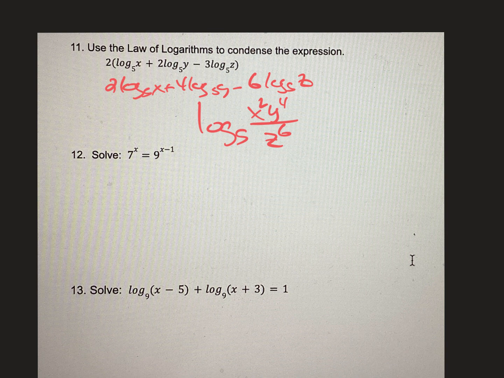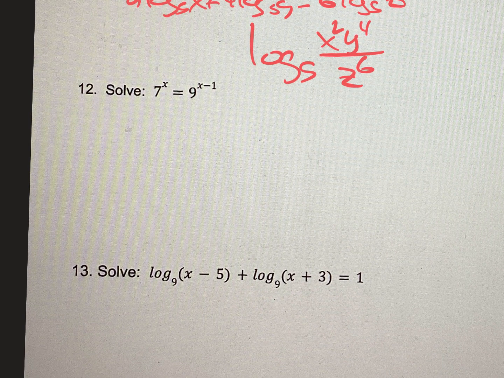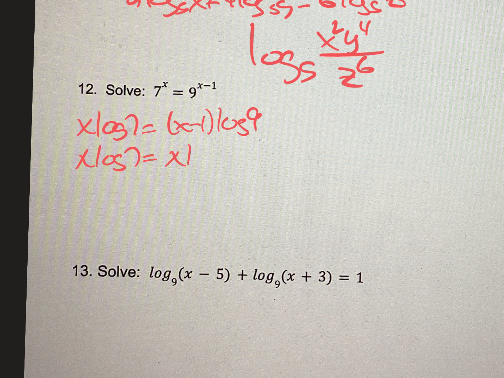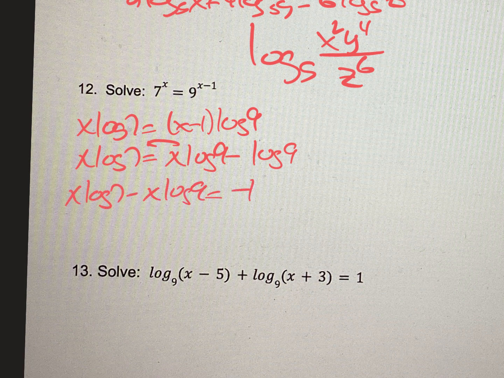All right, 2 more. Number 12. Solve this thing right here. So start off by going x log 7. I'm going (x - 1) log 9. I have to distribute this other side, make it x log 9 minus 1 log 9. I need my x's together, so I'm going to pull that over. So I have x log 7 minus x log 9 equals negative log 9. Factor out the x. If I factor out the x, it's going to leave me log 7 minus log 9, which is, by the way, log 7/9, because that's what subtraction is.